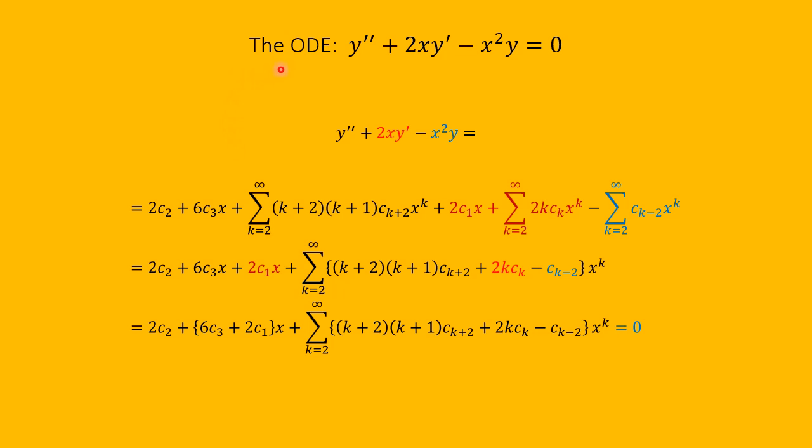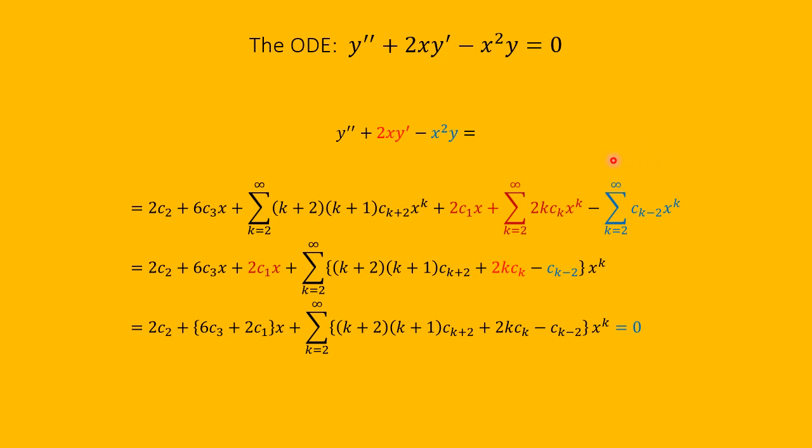Continuing our calculation, let's look at y double prime plus 2xy prime minus x squared y. Well, y double prime we saw was equal to this sum. 2xy prime is equal to this sum in blue. Minus x squared y, well, that's this stuff right here. Minus the sum k equals 2 to infinity, c sub k minus 2 x to the k.